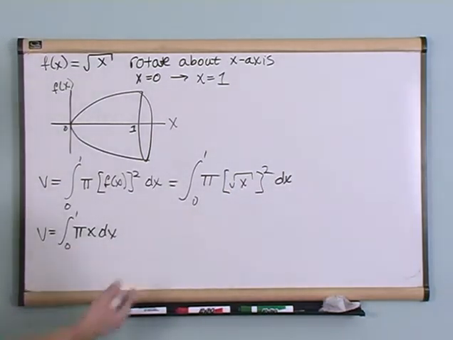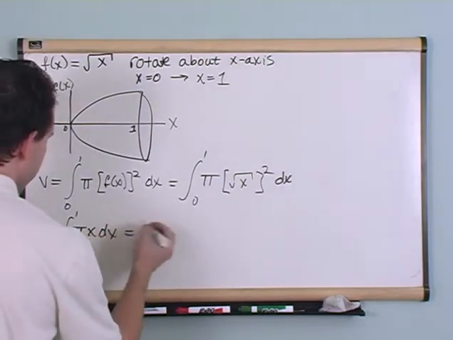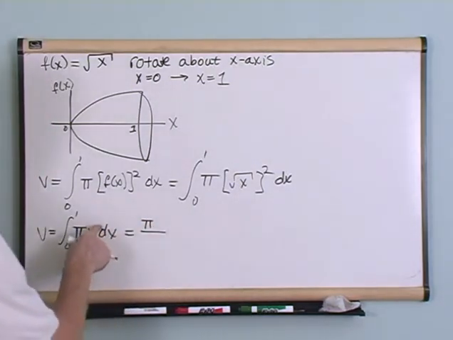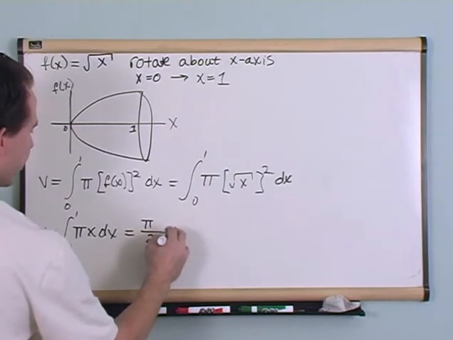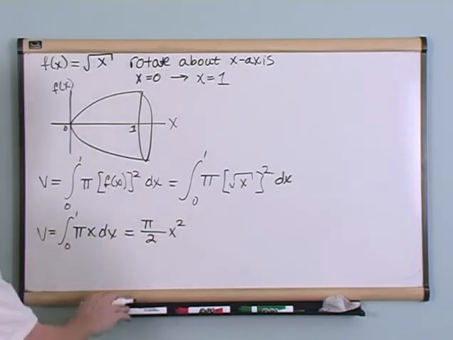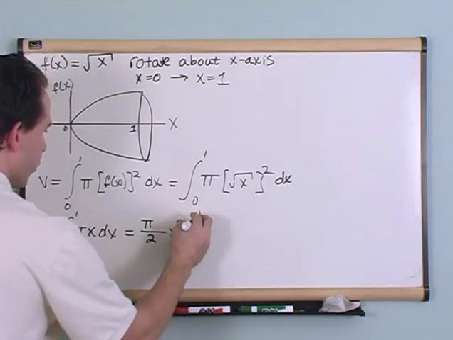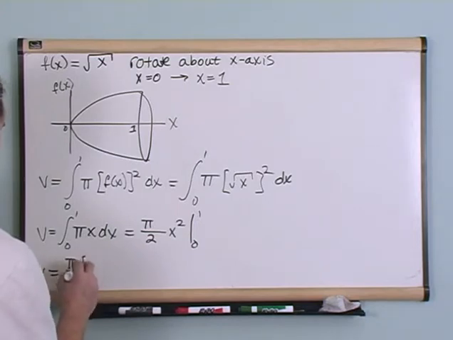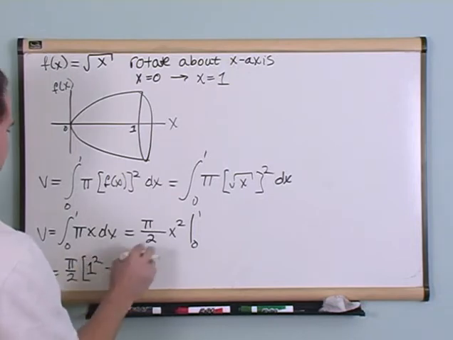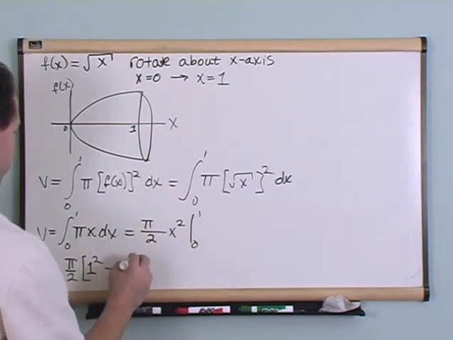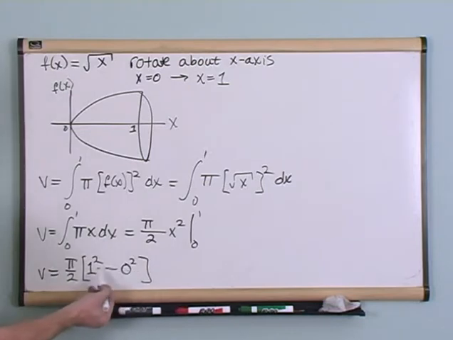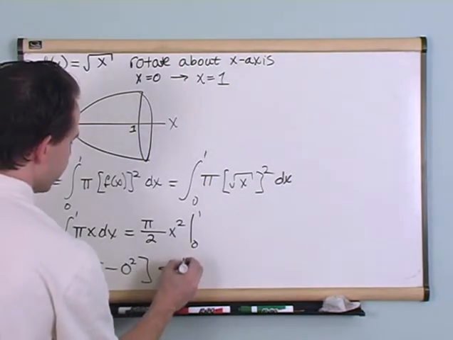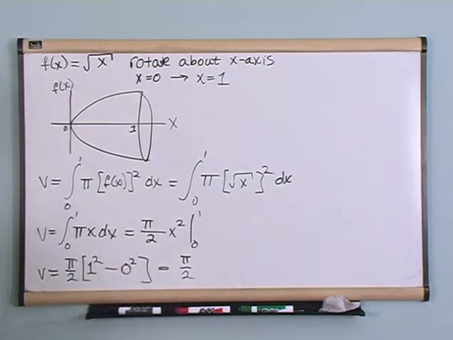And you know how to integrate this. You don't even have to do any substitution or anything. You just say, okay, well, this is pi over the exponent plus 1 is 2 times x squared. Exponent plus 1 gives me that. And don't forget to evaluate from 0 to 1. Okay? So then the volume is going to equal pi over 2. This evaluated at 1 is going to be 1 squared minus this evaluated at 0, 0 squared. And you can see this is going to be 0 and this is going to be 1. So the answer is pi over 2.